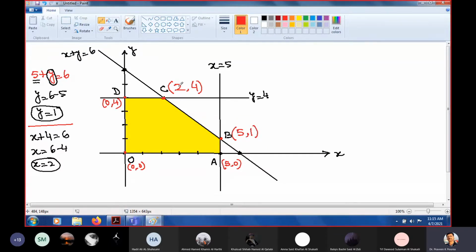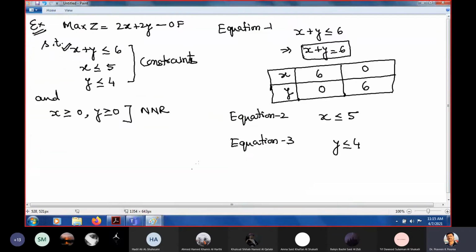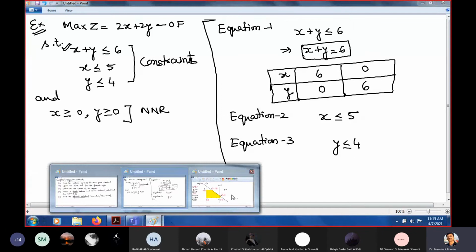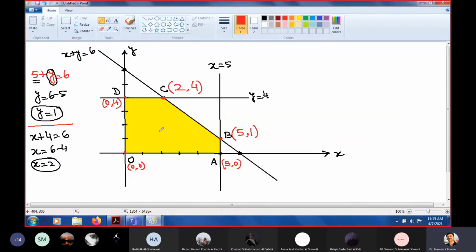So dear friends, what is step number 1? Step number 1 is to solve the equations and find the values of x and y. Step number 2, draw this region. After drawing this region, find the corners O, A, B, C and D. These are the 5 corners.